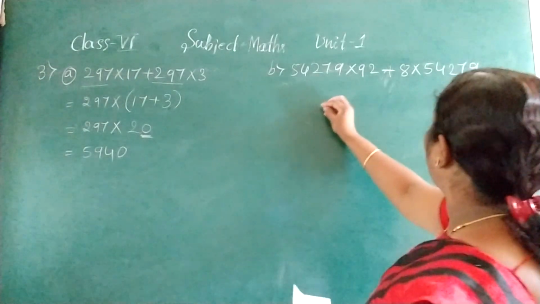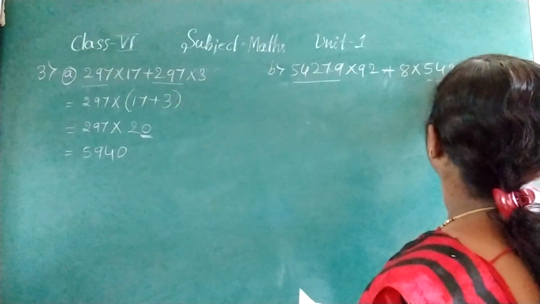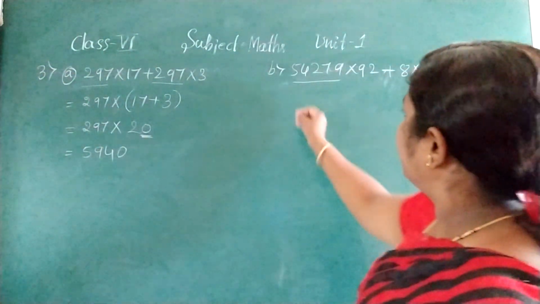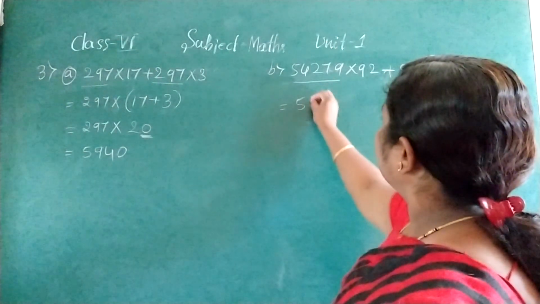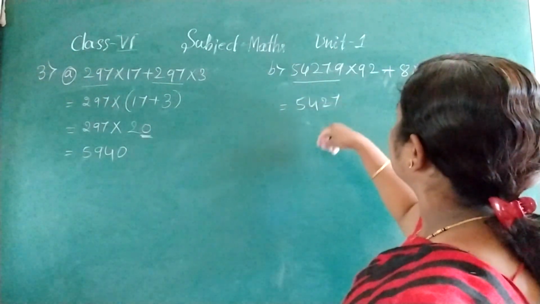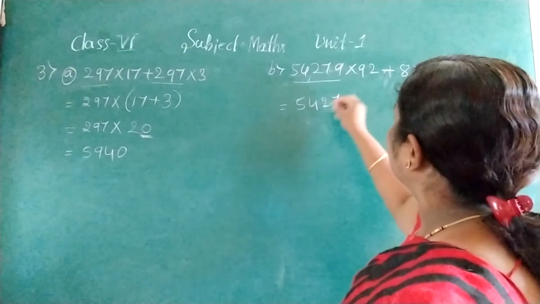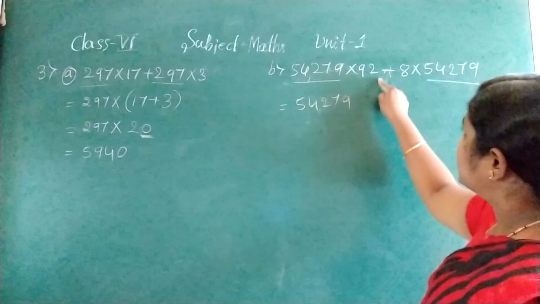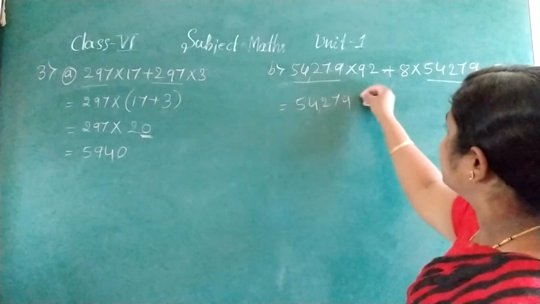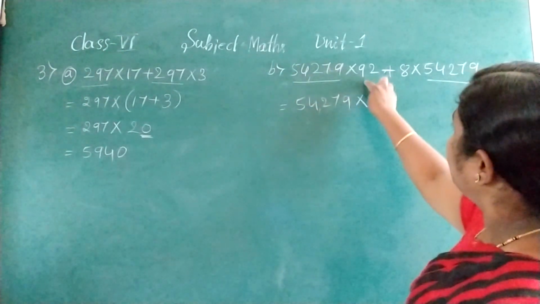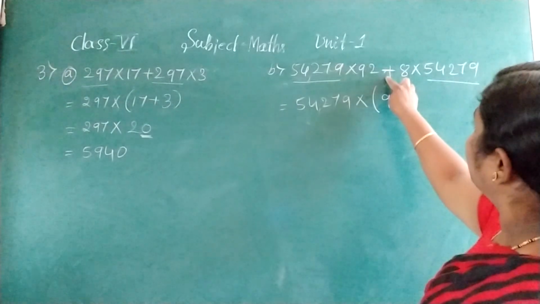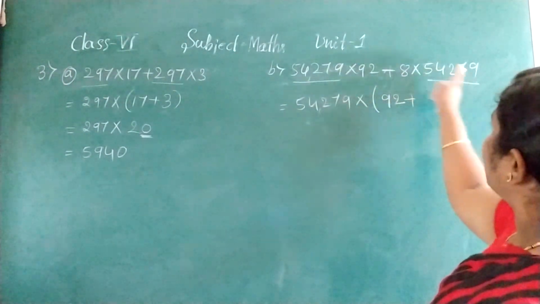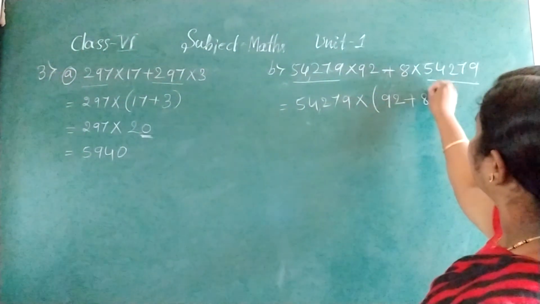Next, see the B question. Here is also a common thing. This one and this one. Take the common thing outside. 57,279. What is there in this? Here, what is remaining? Here, 92 is remaining. Plus, this has come out and 8 is remaining.